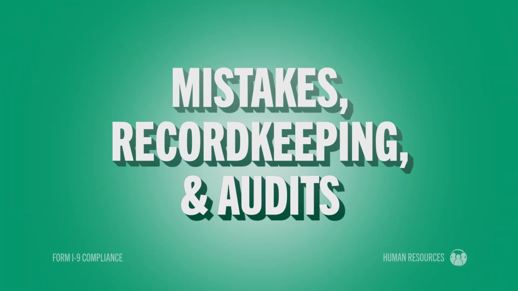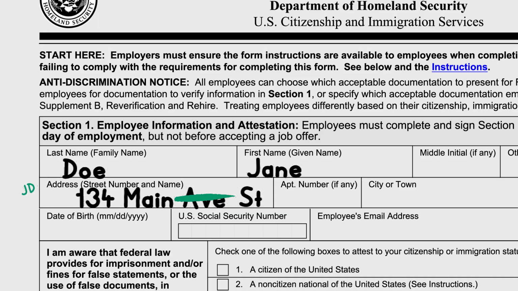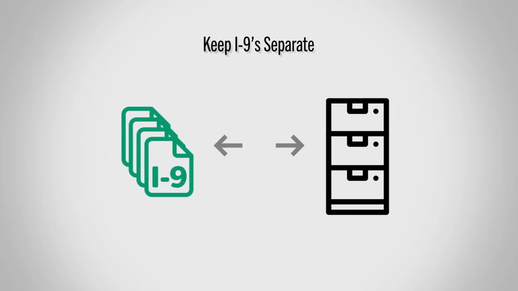Mistakes, record keeping, and audits. To correct mistakes, cross out the error, write in the correction, and initial and date it. Employees must correct their own Section 1 errors. Never use whiteout. I-9s must be kept separately from other personnel files.